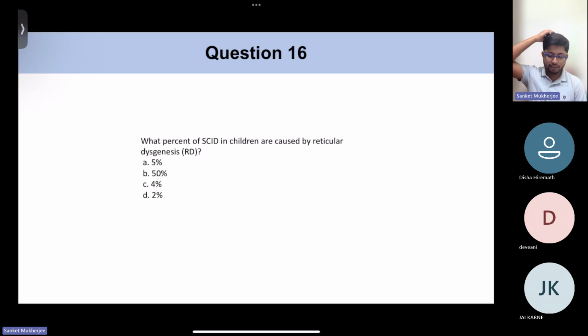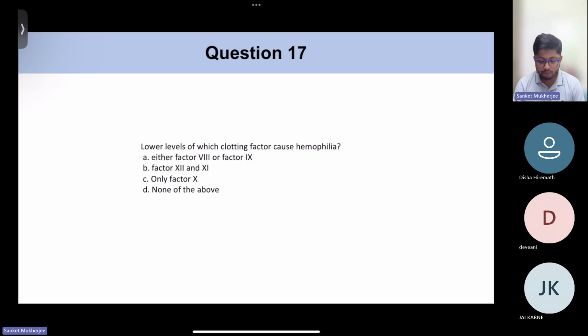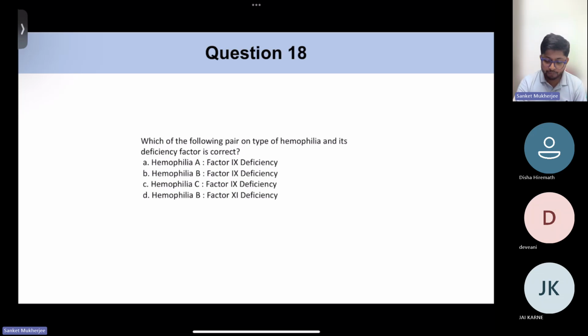What percentage of SCID in children is caused by reticular dysgenesis? Is it 5%, 50%, 4%, or 2%? 2%. You're right. Lower levels of which of the following clotting factors cause hemophilia? Is it either factor 8 or factor 9, factor 12 and factor 11, only factor 10, or none of the above? Option A. Which of the following pairs is correct? Hemophilia A and factor 9 deficiency, hemophilia B and factor 9 deficiency, hemophilia C and factor 9 deficiency, or hemophilia B and factor 11 deficiency? Option B.